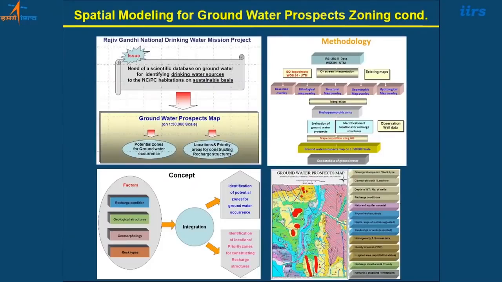Let us take one example: groundwater prospect zoning, if I want to do that. There are factors like recharge condition, geological structure, geomorphology, and rock type. So these are some of the factors, and you integrate them together for identification of potential zones for groundwater. We can also do identification of priority zones for constructing recharge structures. So using these data sets, I can create these kinds of maps. This is the entire methodology. I will leave these slides for you also to study further.